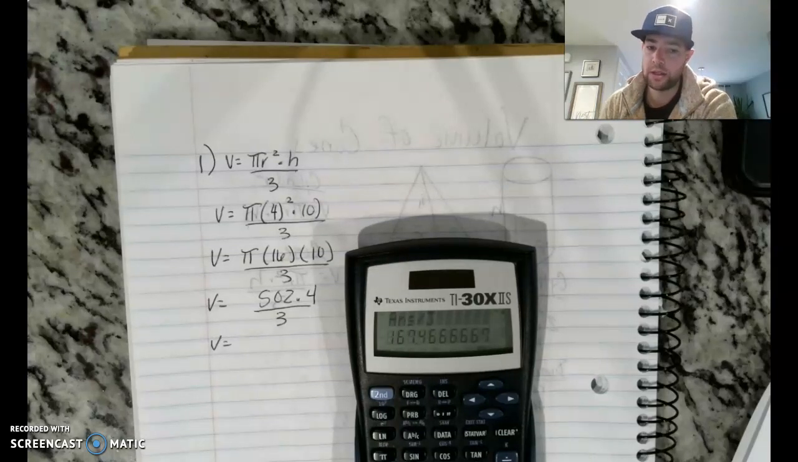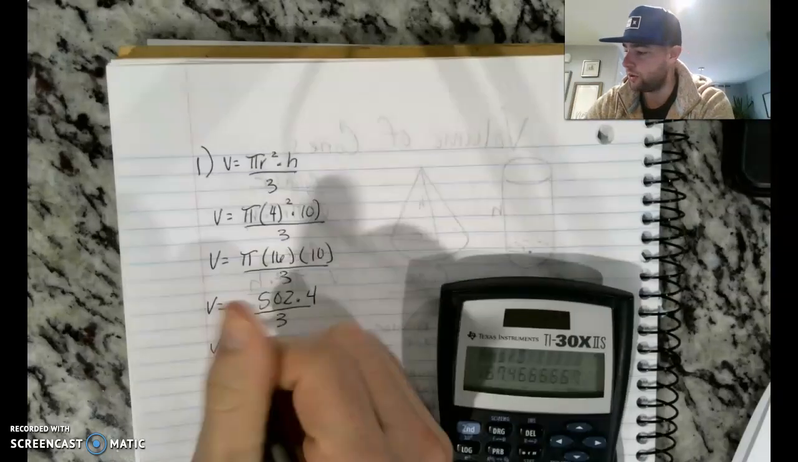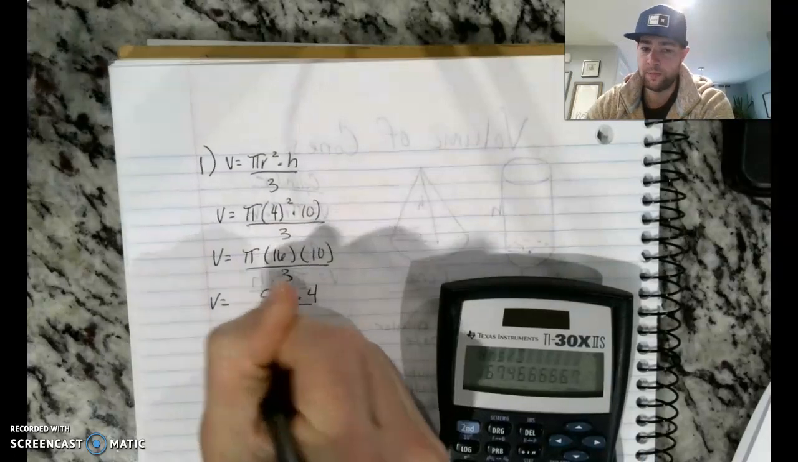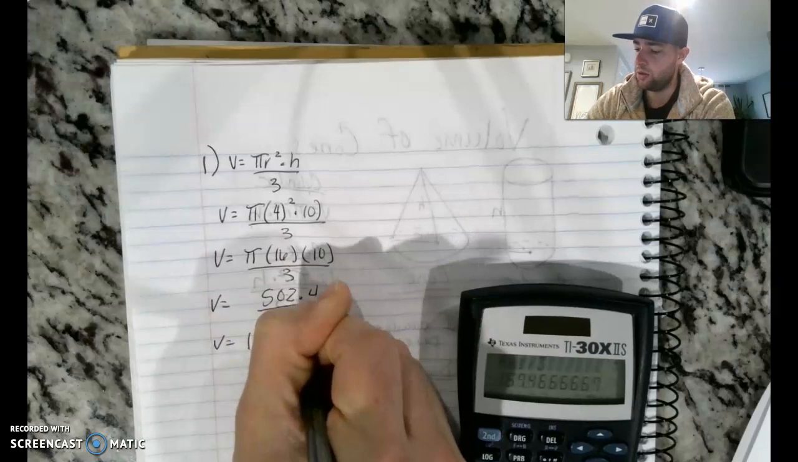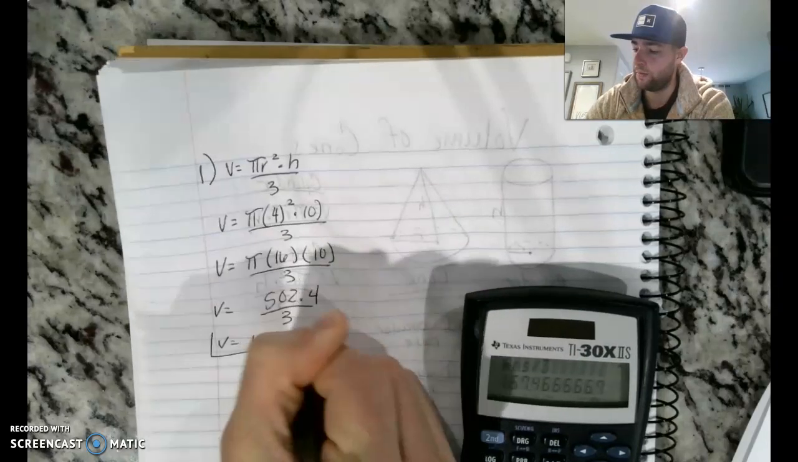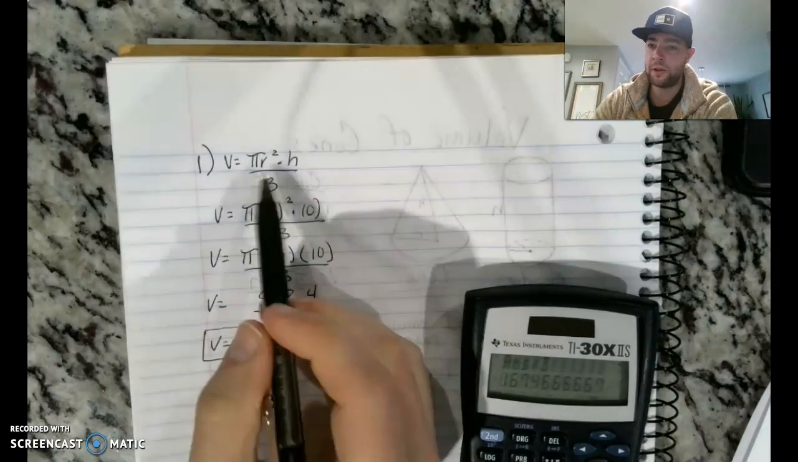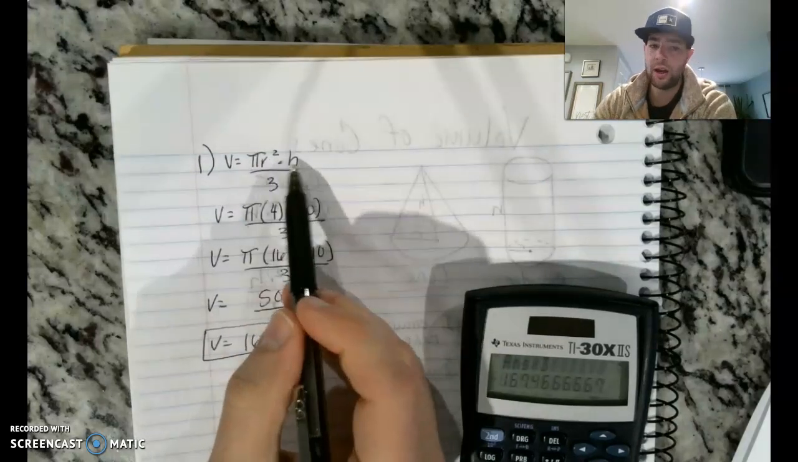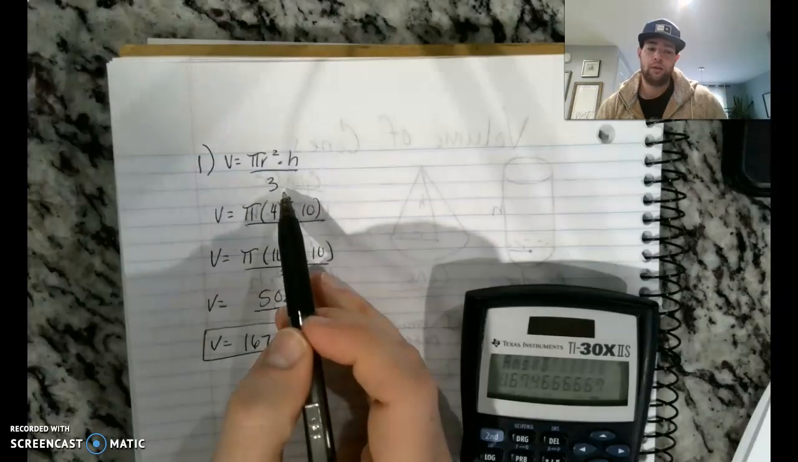So I get 167. The 6 is going to round that 4 to a 5. So the volume is going to be 167.5, and my units are going to be meters cubed because we're looking for the volume of a cone. So again, we just have one added step when we're finding the volume of a cone compared to a cylinder. We're just dividing by 3 because the volume of a cone is a third the volume of a cylinder.